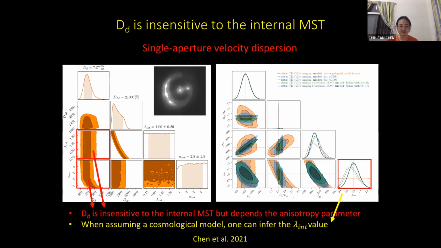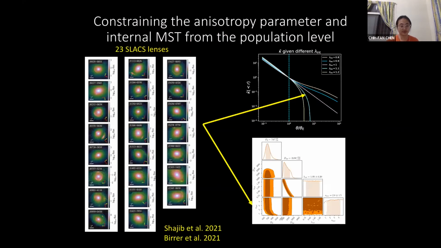In the right figure, as we showed previously, lambda_int is degenerate with the distance ratio. So if a cosmological model is selected or an external data set is used to constrain the distance ratio, then we can infer the lambda_int parameter for every lens. To further constrain it, because, at least for the single aperture velocity dispersion, we don't have the anisotropy information, the internal mass sheet transformation cannot be broken by the imaging data. One way is to constrain it from the population level. Assuming that elliptical galaxies are self-similar, we can use the non-time-delay lenses, such as SLACS lenses, to constrain the parameter from the population level point of view.